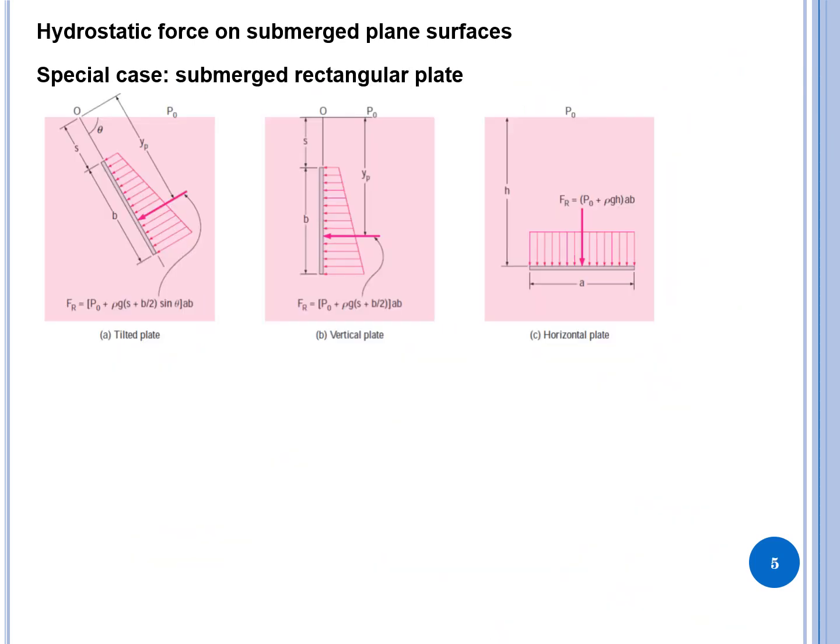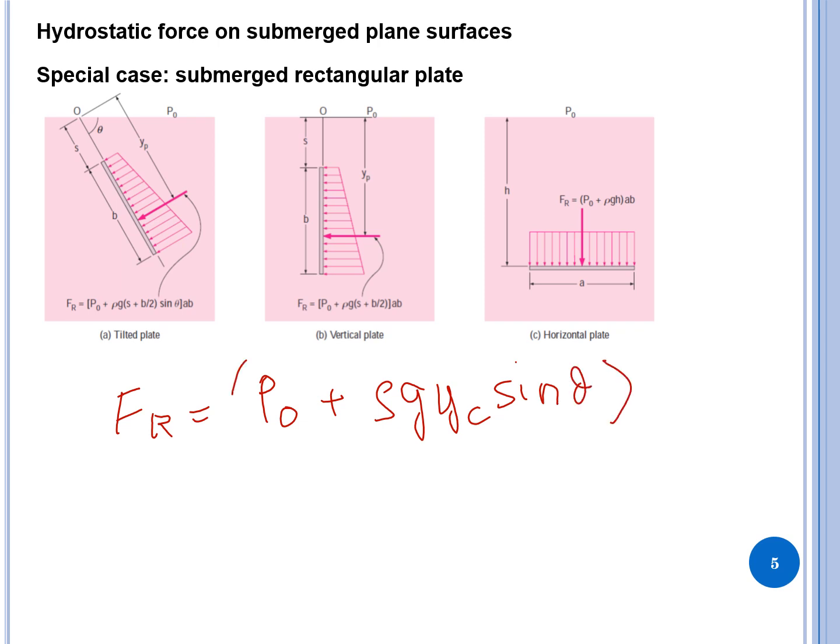So some special cases. You all know the formula for Fr. The general formula is P naught plus rho g Yc sine theta, whole into area. Now case 1, a tilted rectangular plate which has the total length B, so the centroid is going to be in the center, which is going to be B over 2.